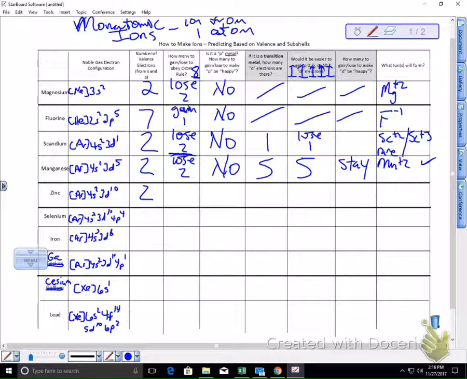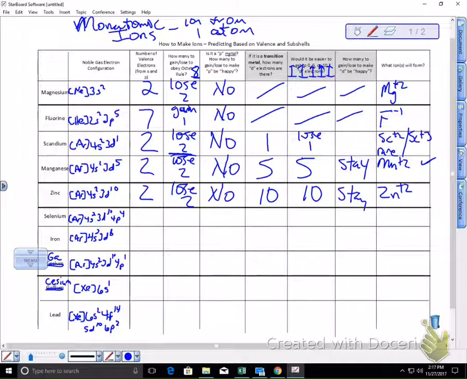Zinc, 2 valence, so it is going to lose 2 just like the rest and form Zn+2. It is not a p metal. It is a d, and there are 10, so it wants to stay at 10, which means zinc will also only do +2. That really is all zinc ever does is +2.